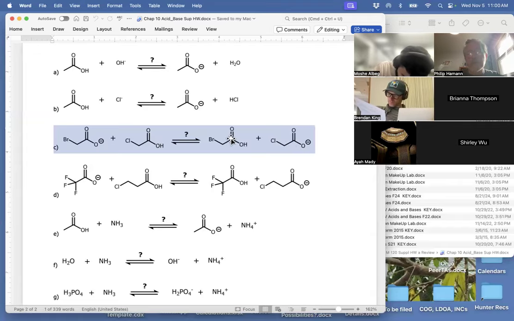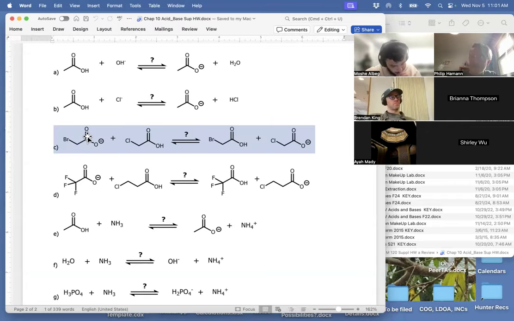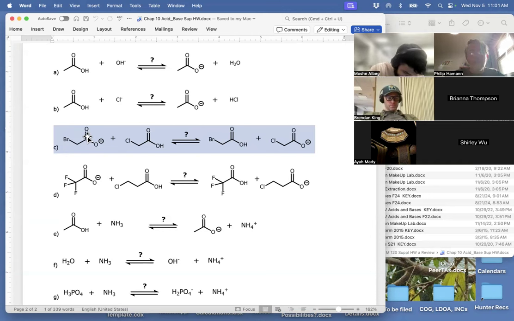On the right, we have the weaker acid and the weaker base. On the left, we have the stronger acid and the stronger base. There's not a huge difference, but there's only one structural difference, so that's going to determine whatever difference there is. All right, so we would draw the arrow towards the right. Okay, thank you.